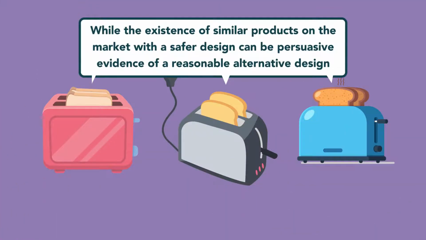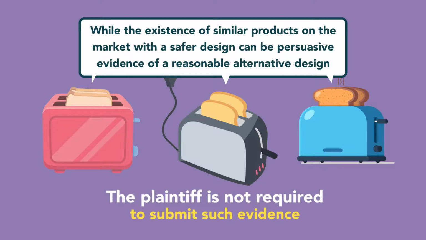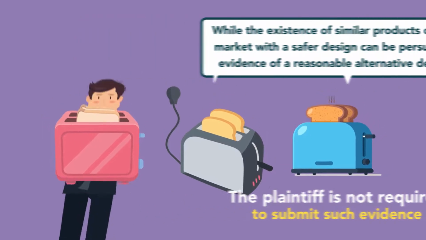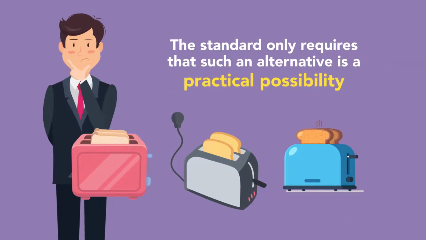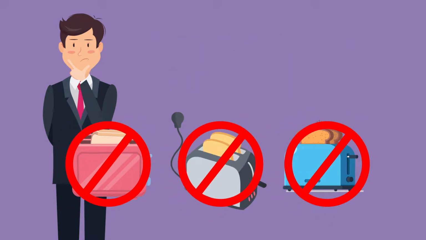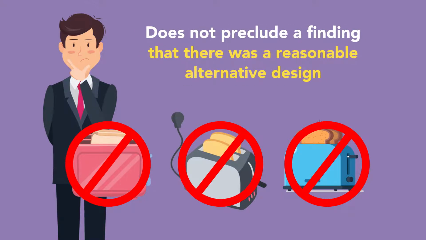Note that while the existence of similar products on the market with a safer design can be persuasive evidence of a reasonable alternative design, the plaintiff is not required to submit such evidence. The standard only requires that such an alternative is a practical possibility. So, the fact that a proposed alternative design has not been adopted by other manufacturers and is not available in the market does not preclude a finding that there was a reasonable alternative design.